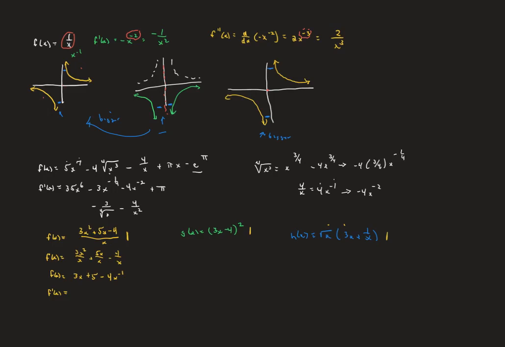The derivative of 3x is just 3. The derivative of 5 is 0. The derivative of negative 4x to the negative 1 is going to be a positive 4x to the negative 2. That works, or you can rewrite that without the negative exponent. That's your choice. Now the next one, again, we're going to have to do some algebra up front first.